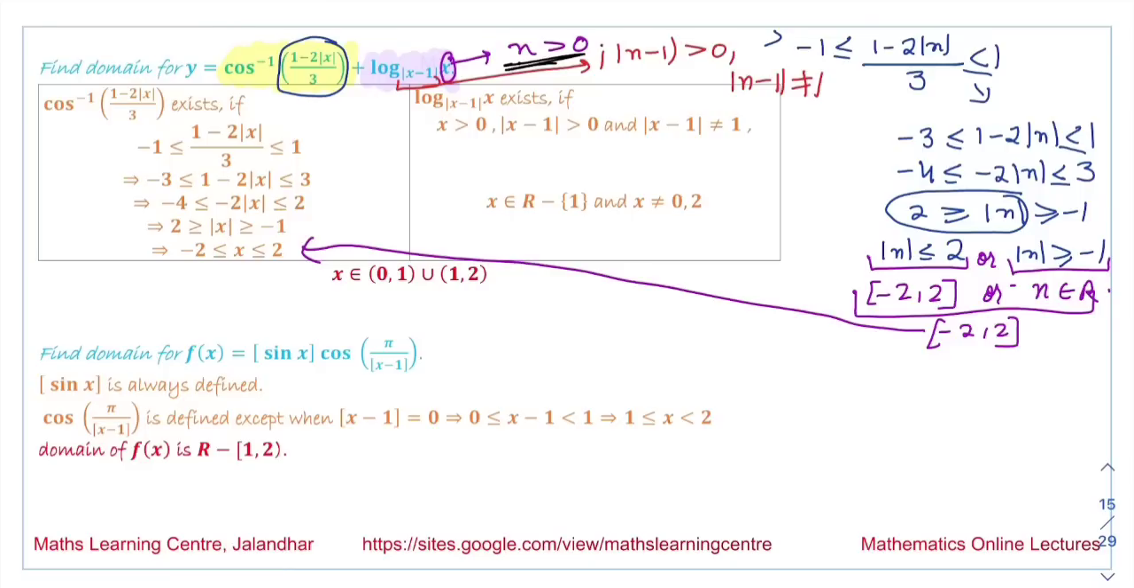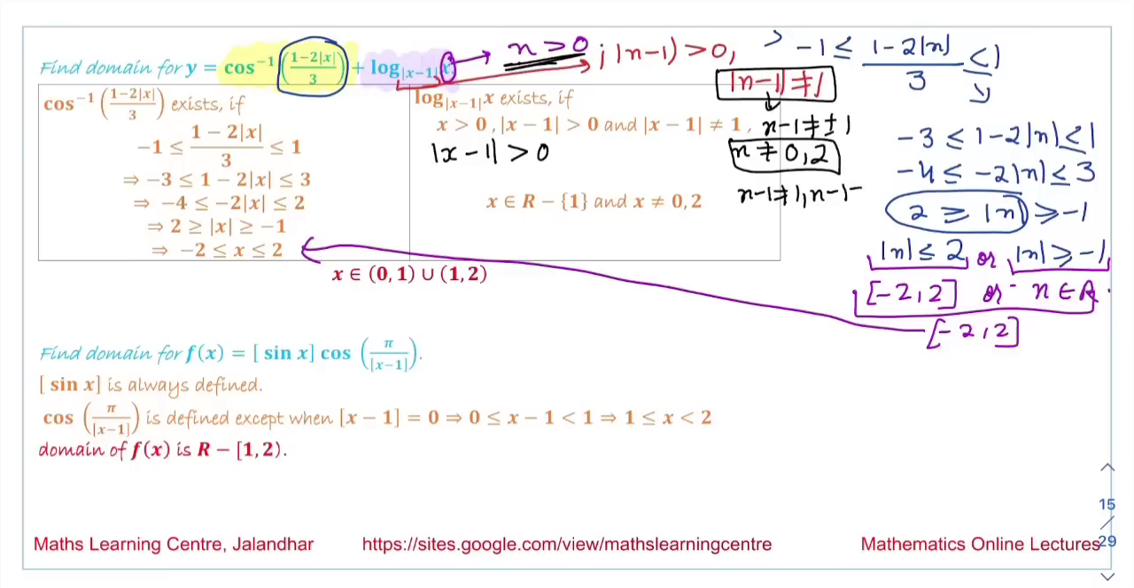Next we have these three conditions over here. First is x is greater than 0. The second condition is that mod of x minus 1 is greater than 0, and the third condition is mod of x minus 1 is not equal to 1. So if mod of x minus 1 is not equal to 1, we get that x minus 1 is not equal to plus or minus 1. So this gives us x is not equal to 0 or 2, because x minus 1 is not equal to 1 and x minus 1 is not equal to minus 1. So x is not equal to 2 and x is not equal to 0.